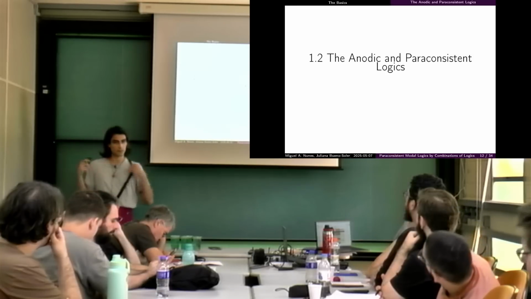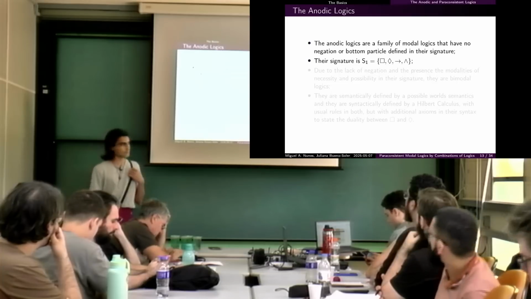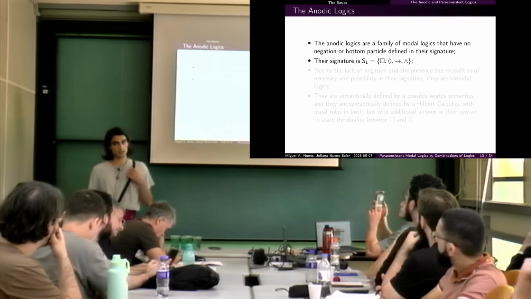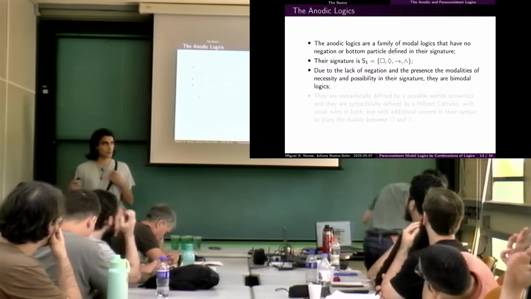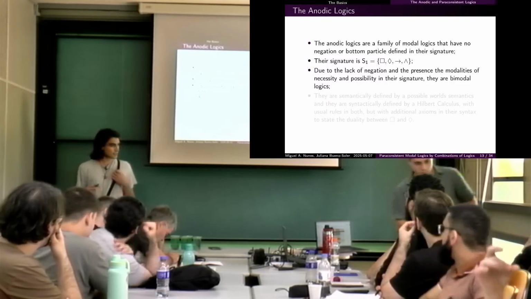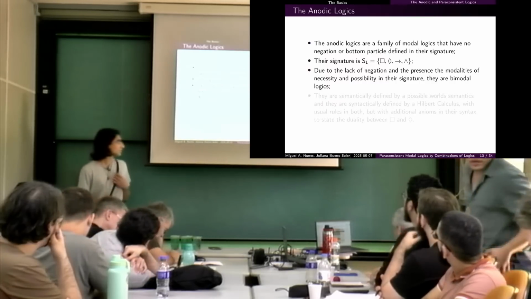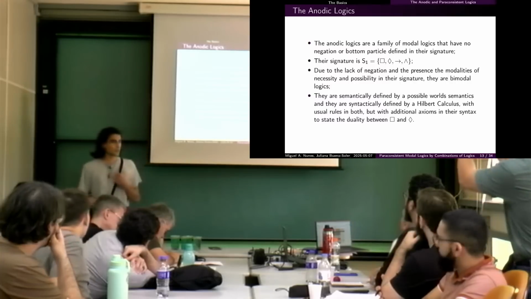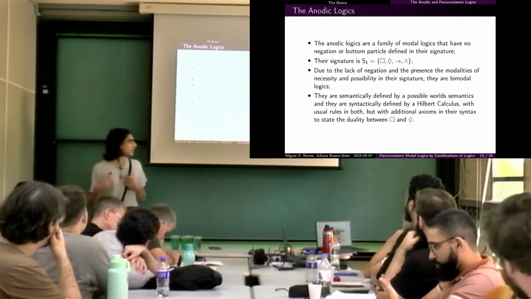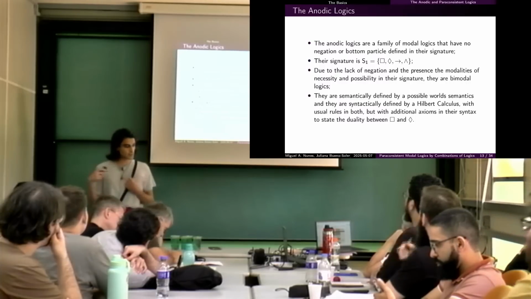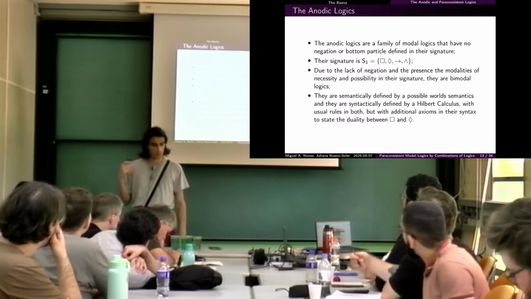So, the anodic logics and the paraconsistent logics. The anodic logics, as I said, are strictly positive modal logics. Their signature is the one that I just showed. And due to the fact that they don't have negation or bottom, the modalities, necessity and possibility, cannot be defined in terms of one another. So the logic is strictly bimodal. They are semantically and syntactically defined like any other modal logic, except that they have some axioms that explicitly relate necessity and possibility. It's an explicitly related duality between them.